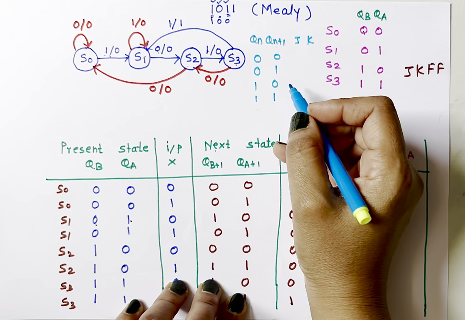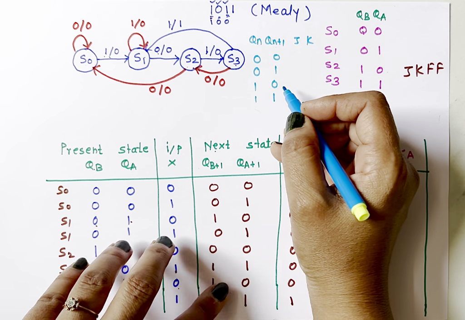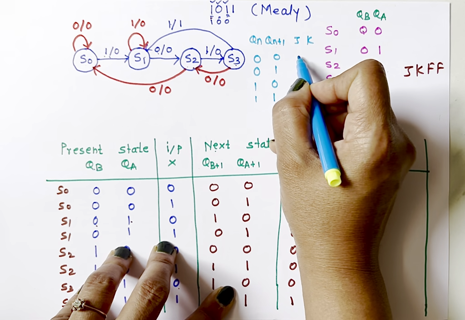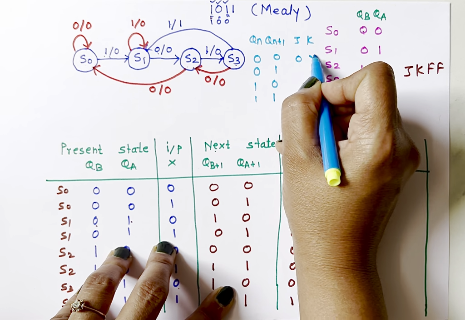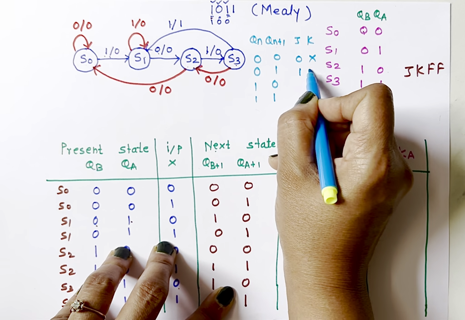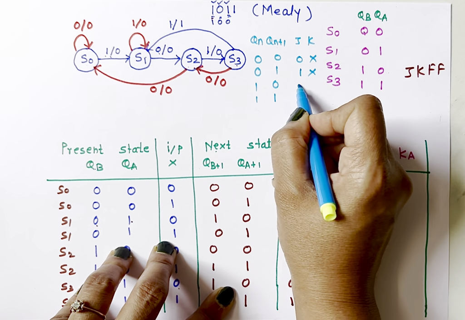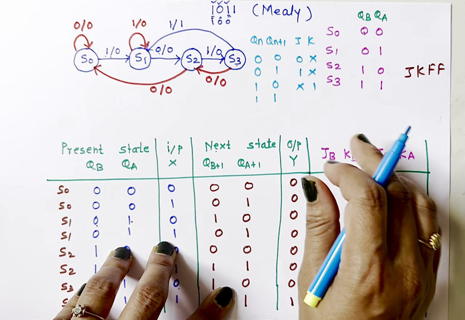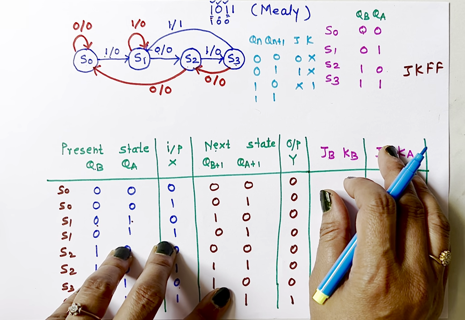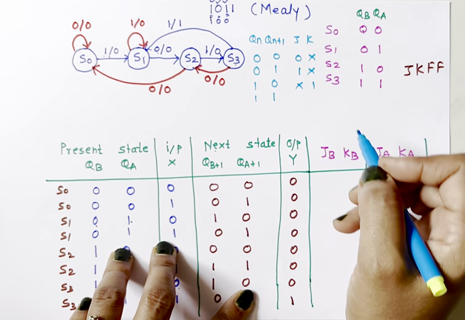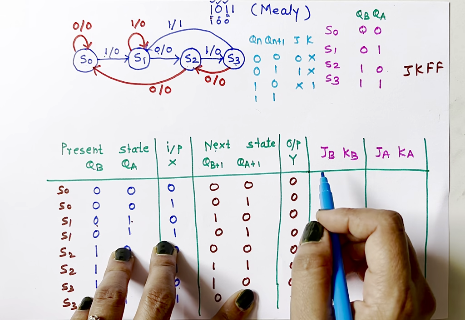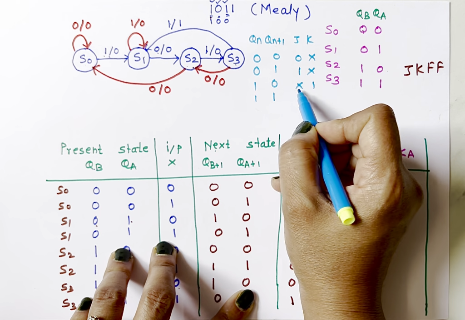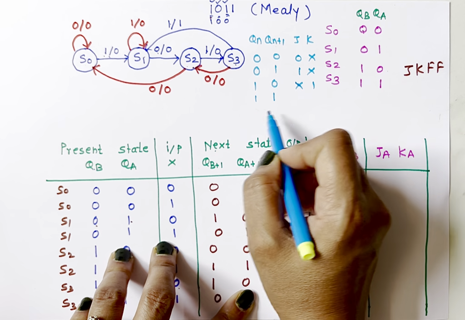Okay, so let's write excitation table for JK flip-flop. For 0, 0, J is 0 and K is don't care. For 0, 1, 1 don't care. For 1, 0, it is don't care 1. The detailed description how to get excitation table is already explained in working of JK flip-flop. The link is given in the description box. There I have explained why we are getting don't care 1 here.